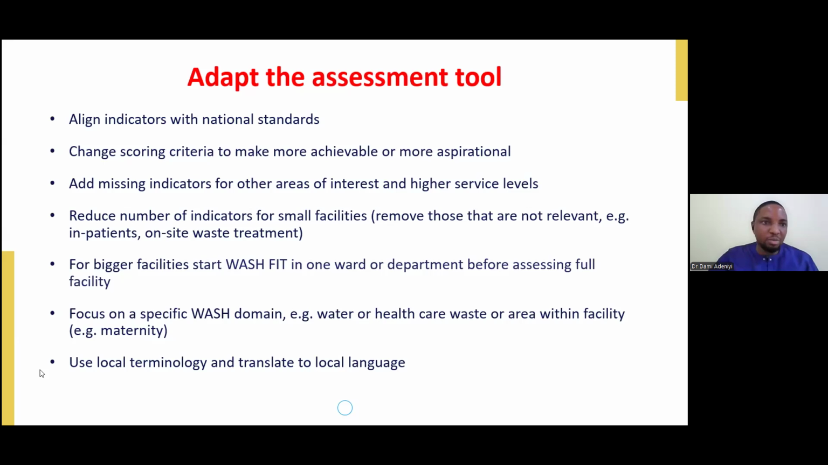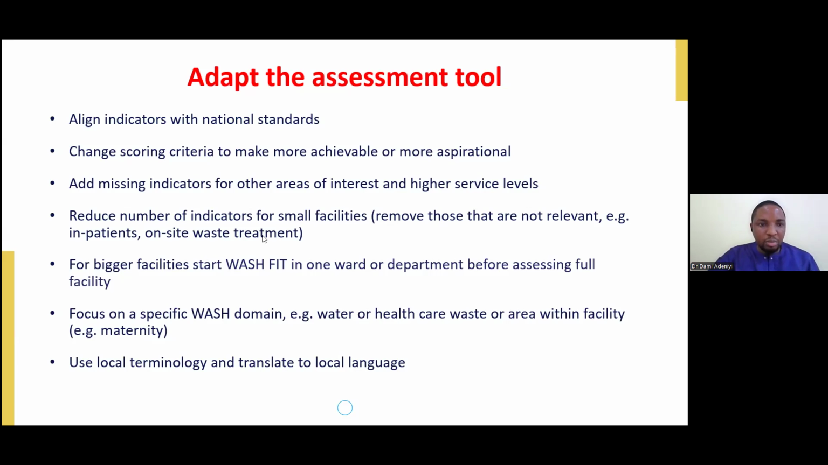In adapting the assessment tool, it's important to align your indicators with national standards. For example, if there is a national WASH framework or guideline, it's important that you adhere to what your national guideline is, regardless of what the WASH FIT tool says. And then there might be a need to change scoring criteria to make it more achievable or more aspirational. So the bottom line is that the tool can be adapted.